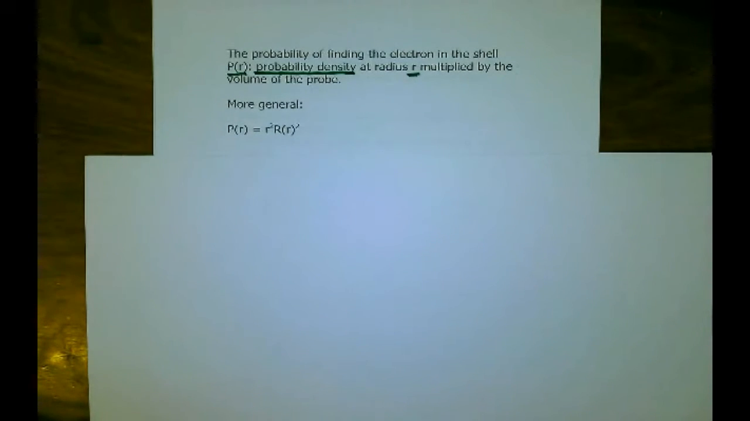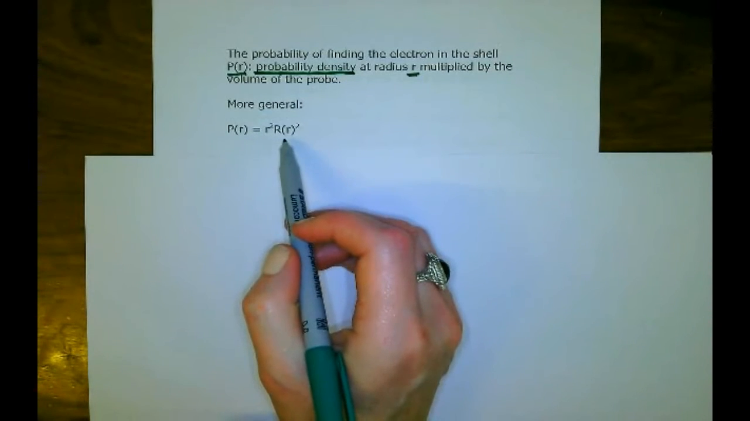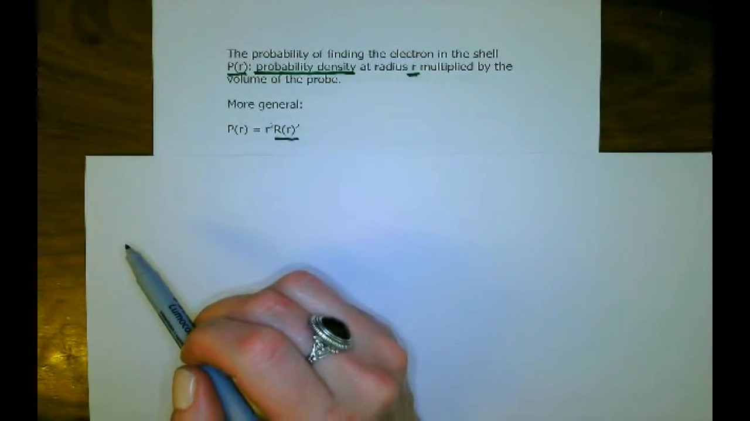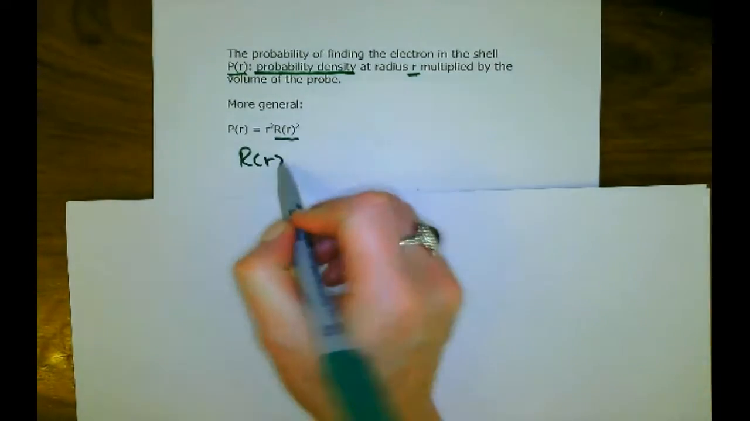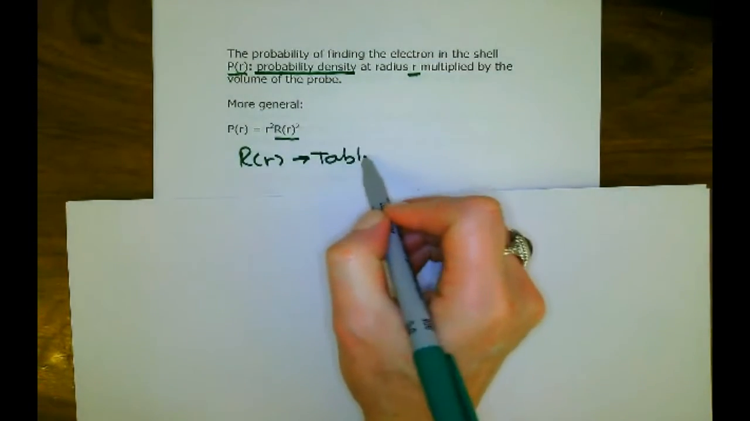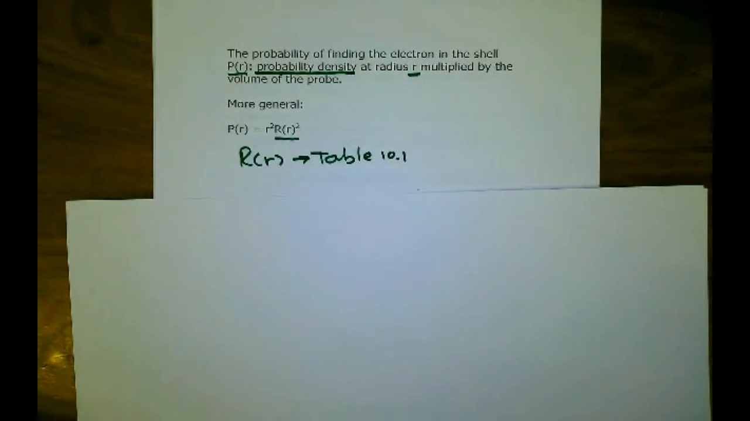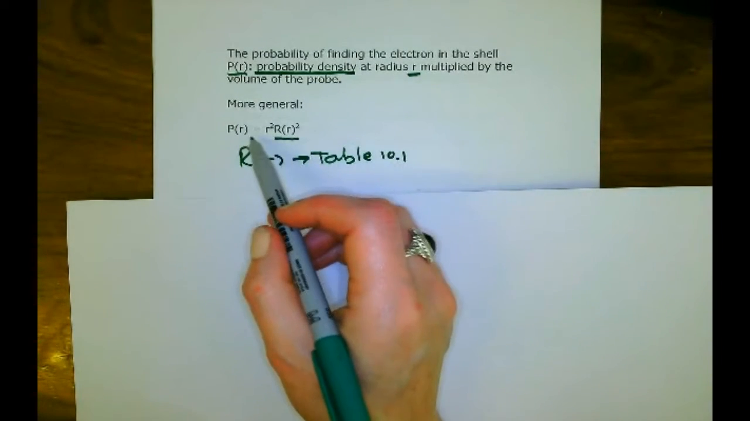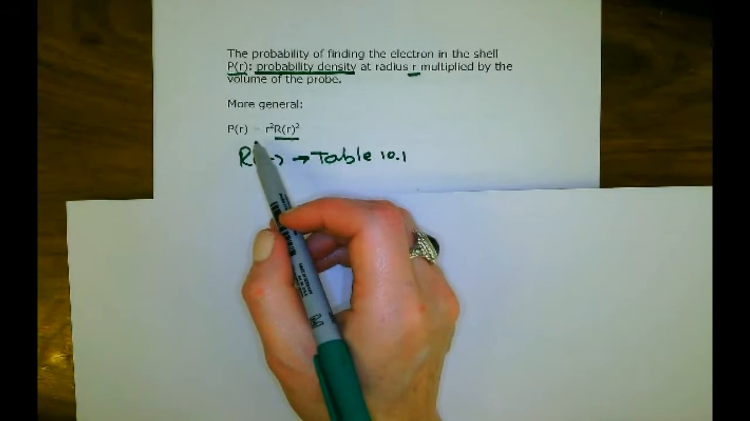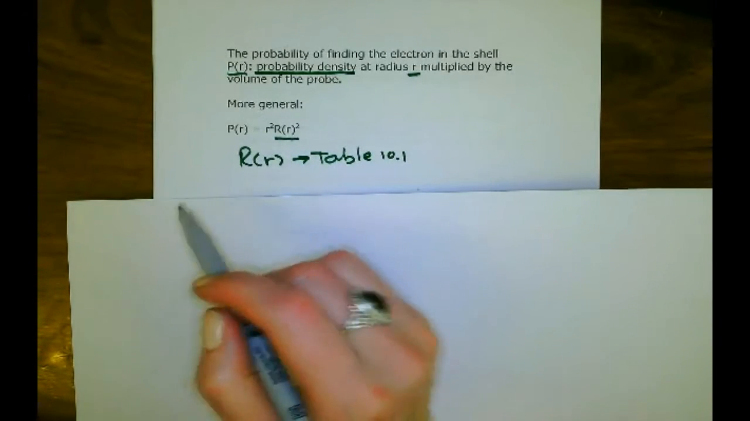So how do you calculate probability density? Well, probability density is the square of the radial wave function, and remember this we obtained from table 10.1, and you just multiply that square by r squared, which is the square of the radius. So you can easily get the probability density. So it's straightforward to obtain that.